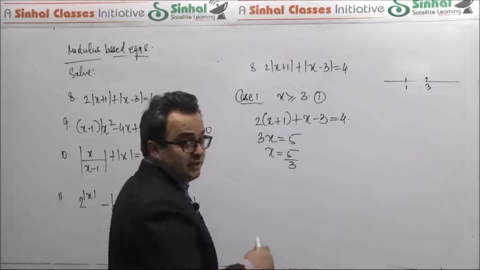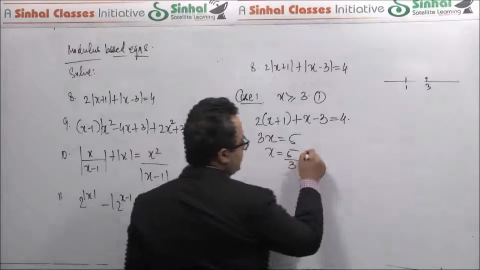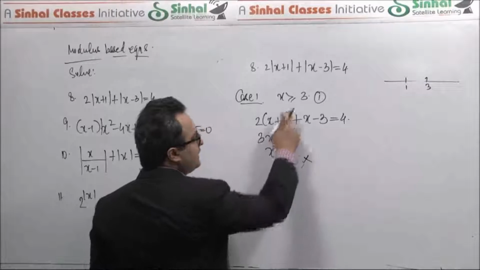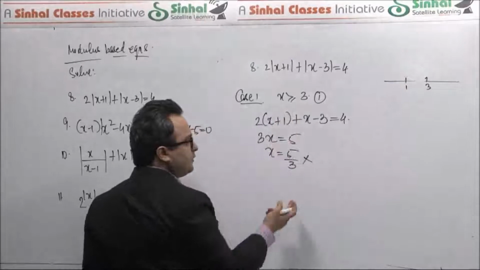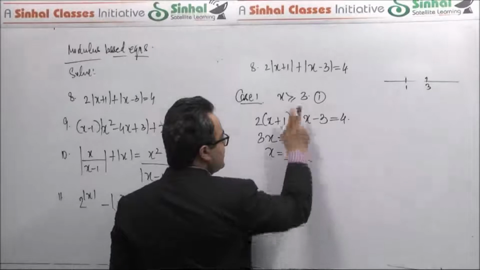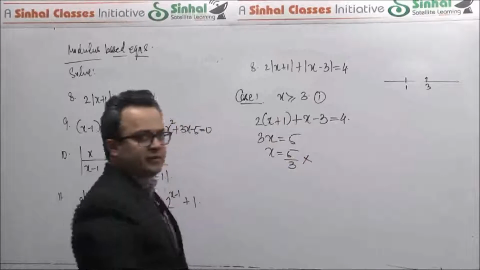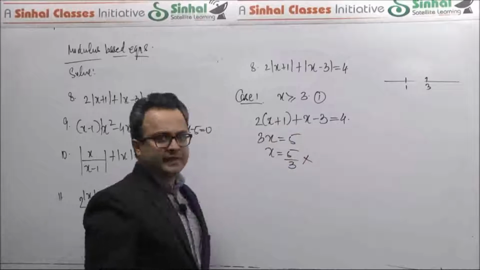And if you now observe, this value will have to be rejected because 5 by 3 does not satisfy this condition. 5 by 3 will be less than 2. So 5 by 3, since it does not satisfy the condition of x being greater than or equal to 3, this value has to be rejected.